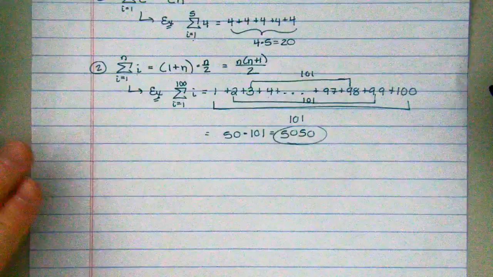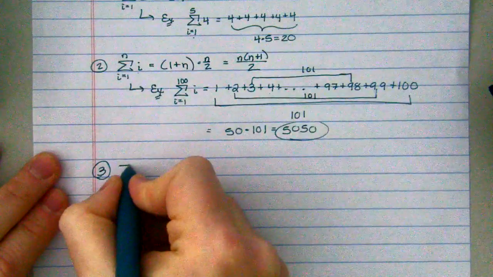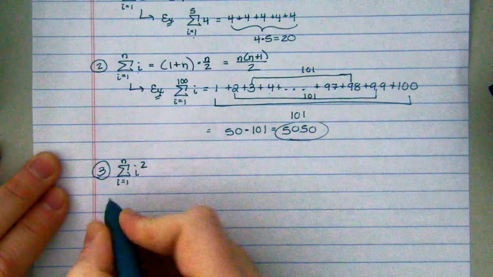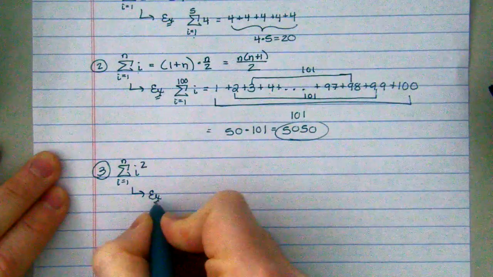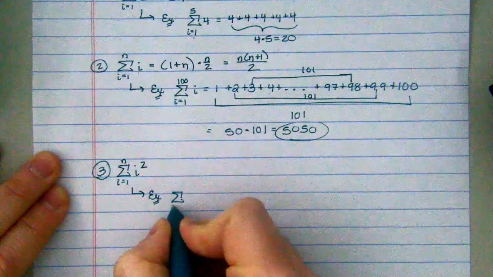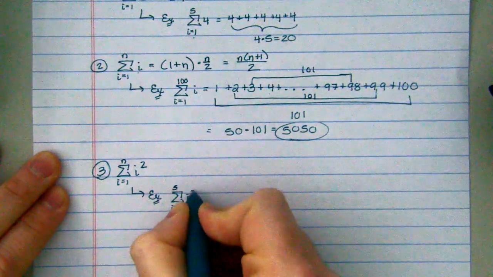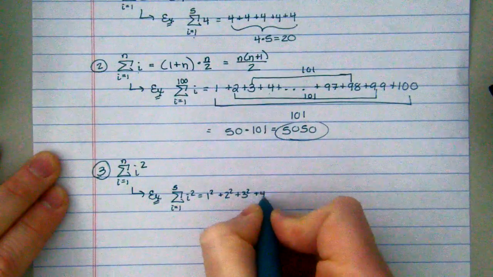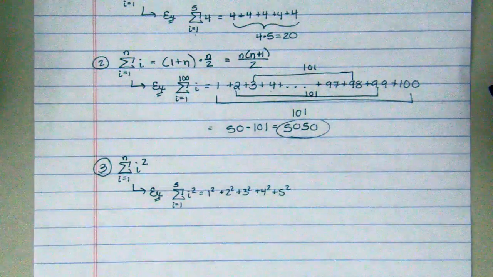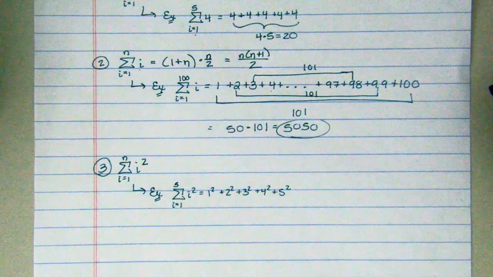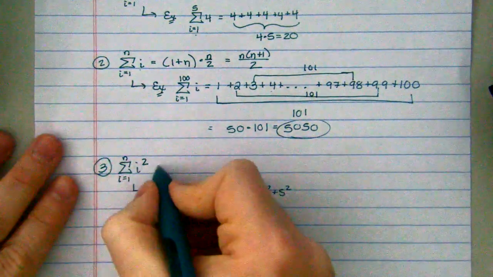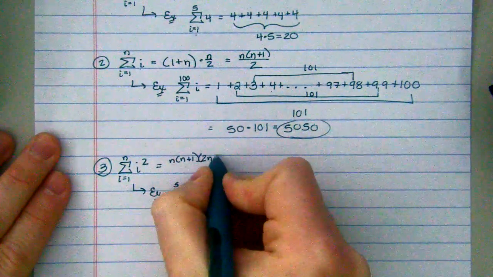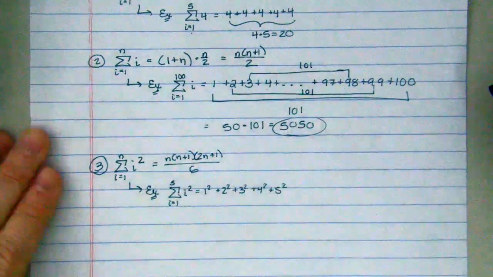Okay, the next one. The sum, as i goes from 1 to n, of i squared. For example, the sum as i goes from 1 to 5 of i squared is going to be 1 squared plus 2 squared plus 3 squared plus 4 squared plus 5 squared. I don't have a great story for this. I'm just going to show you the formula. We don't really have time to get into where this one comes from. But it's going to be n times n plus 1 times 2n plus 1, over 6.